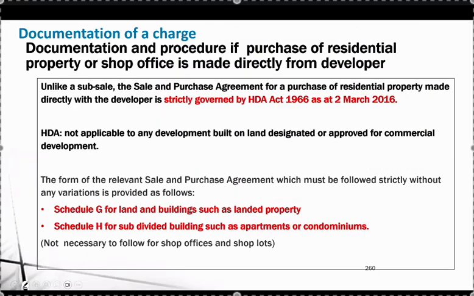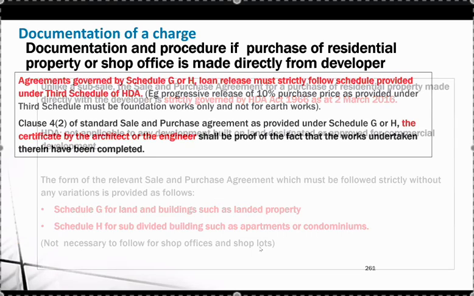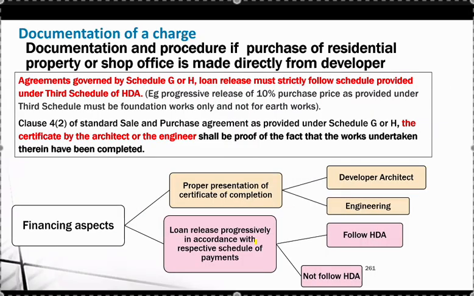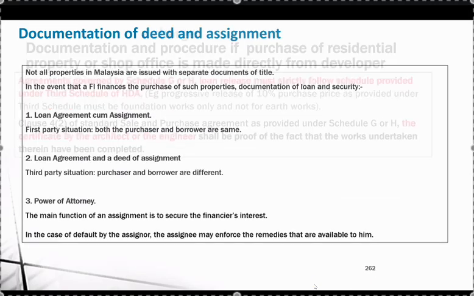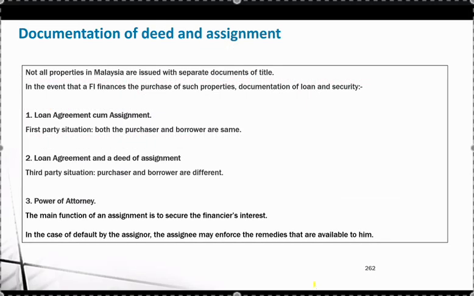This one is Schedule G for land and buildings. Schedule H is for subdivided buildings. There's what they call a schedule in the sales and purchase agreement. They'll have to follow the schedule, and from a financing aspect, you will do what they call progressive drawdown, where they present a certificate of completion from the developer, architect, or the engineer. So it's called progressive release. Either you follow the Housing Development Act schedule, or if it's not, HDA.